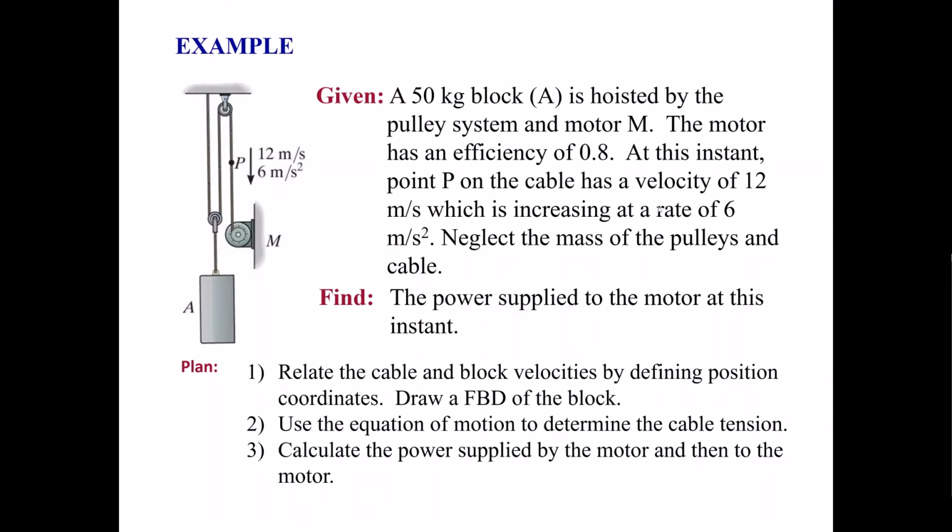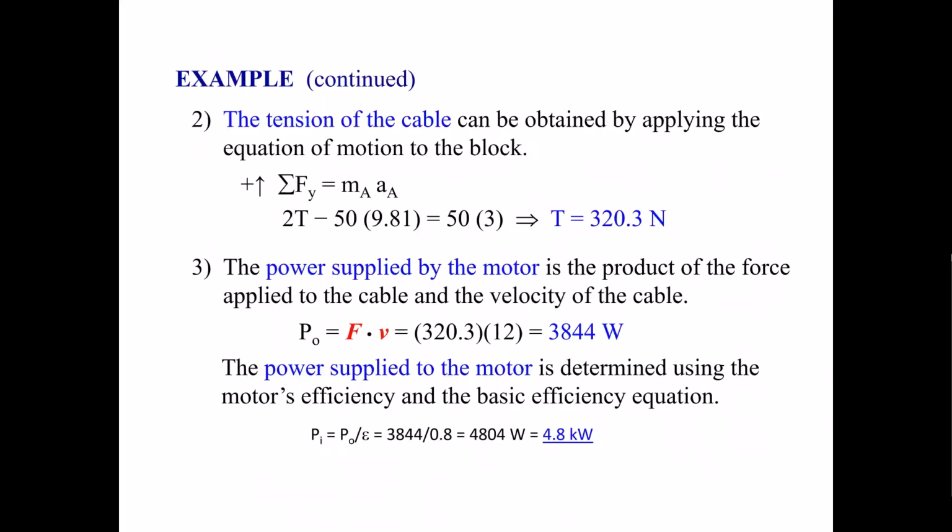Just taking a step back and looking at this, the velocity was 12 meters per second. And as a result, you do the inner product here, and then of course you come up with 4.8 kilowatts. Okay, and that's that problem.